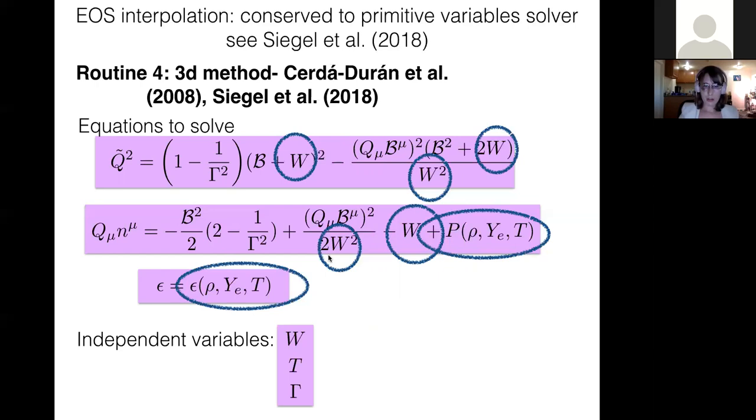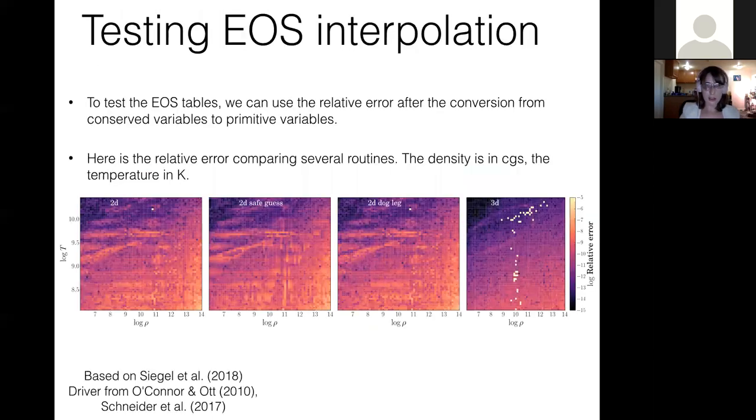Now, what we can do next is test those EOS interpolations. We took a grid of temperature and density, and we constructed primitive variables from the temperature and the density for a certain Lorentz factor and for a certain pressure over magnetic pressure. And with that, we can construct our grid.